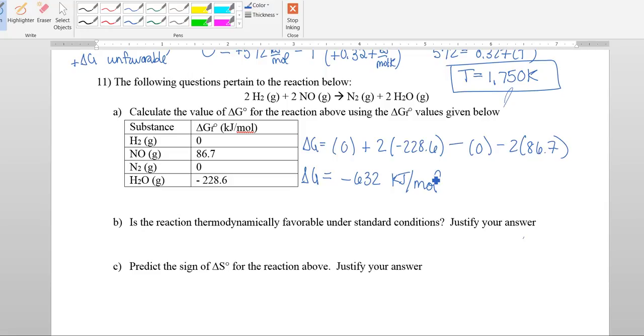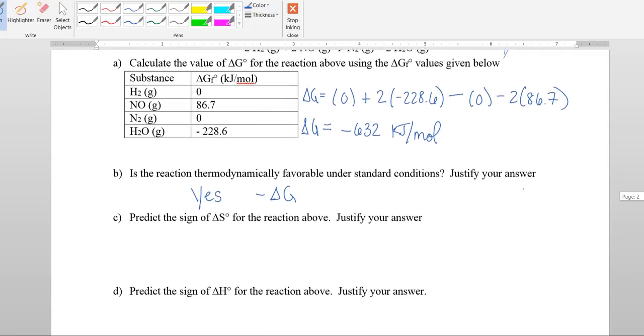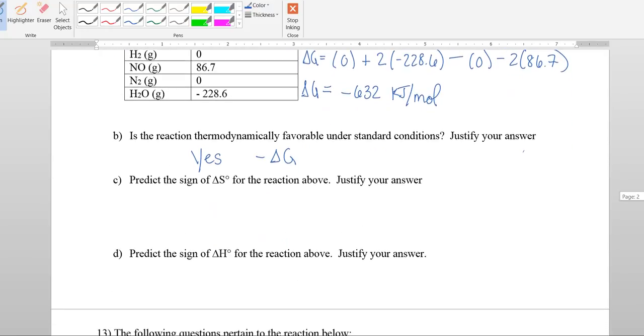Part B, is it thermodynamically favorable? Yes, and our justification is because it is a negative delta G. That is all we are being asked in that scenario, what is the sign of G?